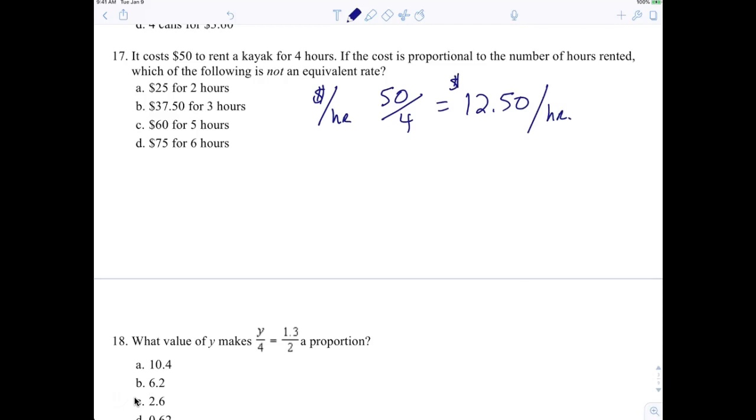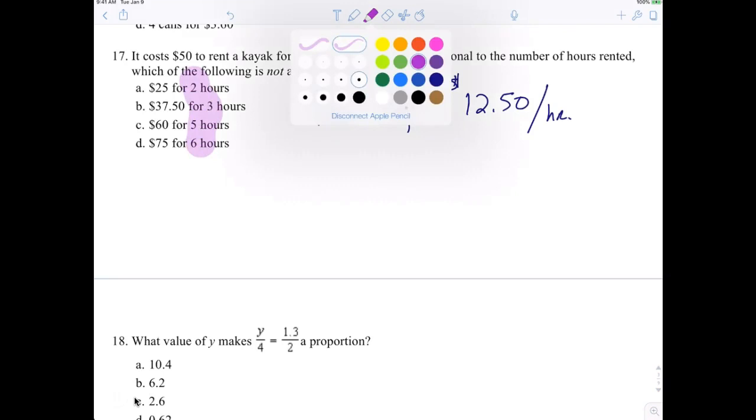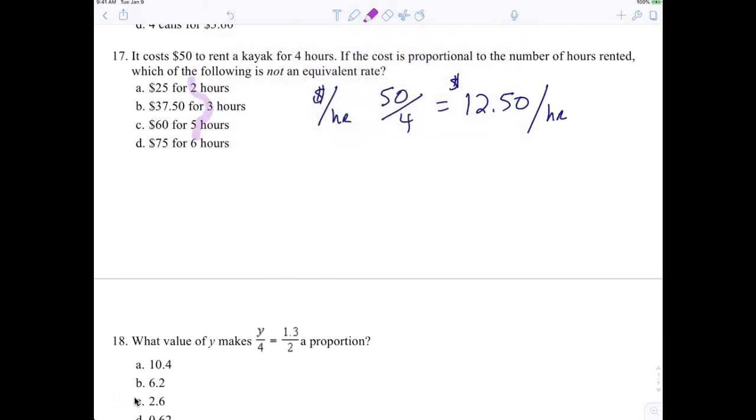All right. Now, they're giving you different times over here. So all you have to do is multiply each number of hours by what? By 12.50. Correct answer would be what? C. Exactly correct. All right. Does anybody have an issue with that?